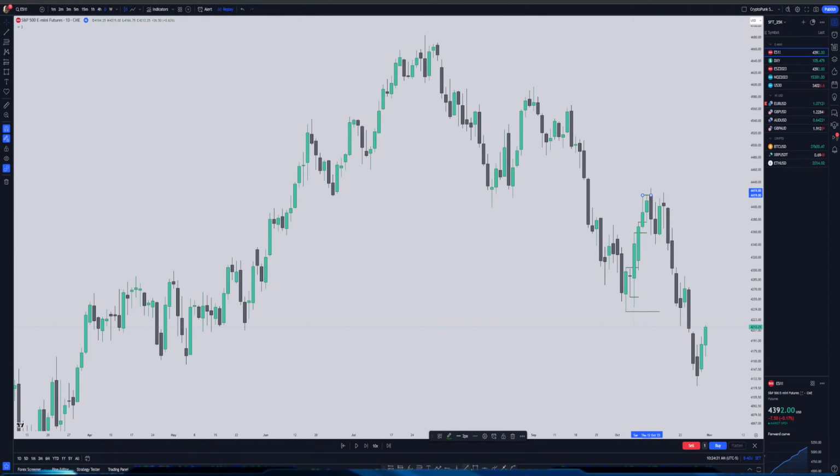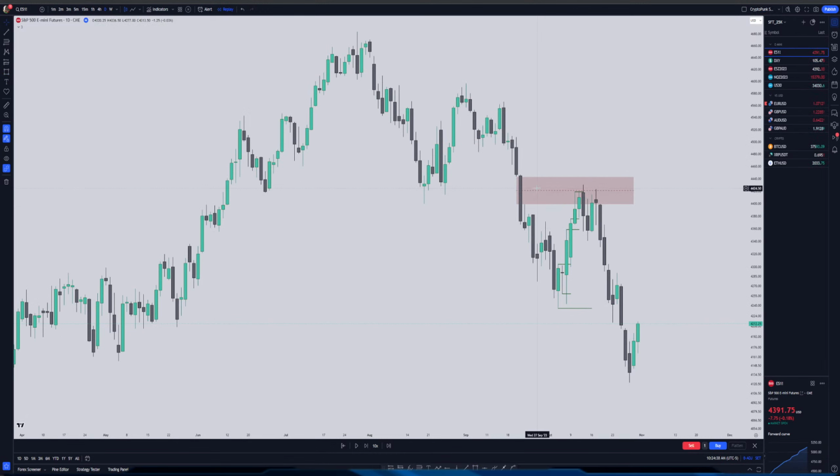On the left I have this huge fair value gap. What sort of fair value? This is a bearish fair value. Bearish fair value, what does it do? It acts as a resistance. Simple. I'm trying to make things simple for you guys. Try to understand, try to catch this.